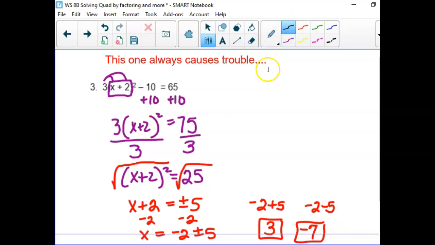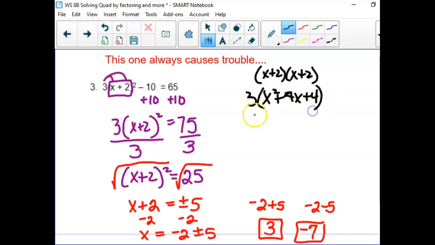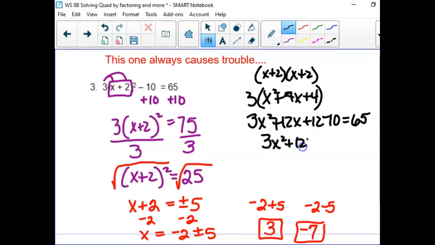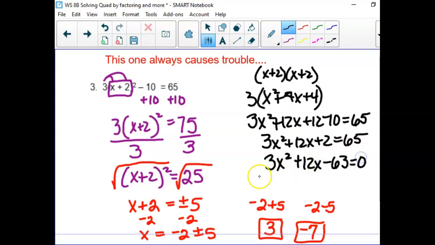Now, I don't want you to write any of this down, but I'm going to do super fast math for you. x plus 2 times x plus 2 would have been x squared plus 4x plus 4 if you did it correctly. Then there was a 3 out there, so you would have had 3x squared plus 12x plus 12. Then there was a minus 10, and then there was a 65. So you would have had 3x squared plus 12x plus 2 equals 65. Has to equal 0 before you can factor. So you subtract 65. Then you would need to factor out a 3.